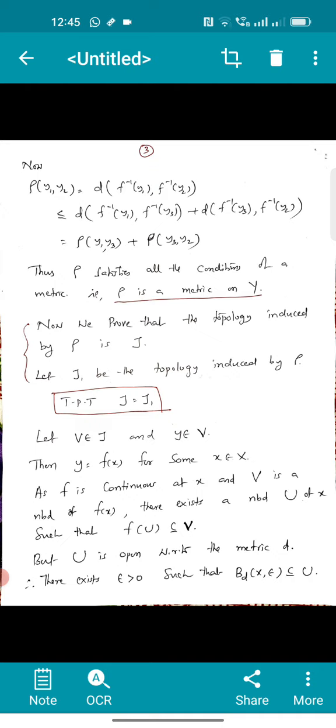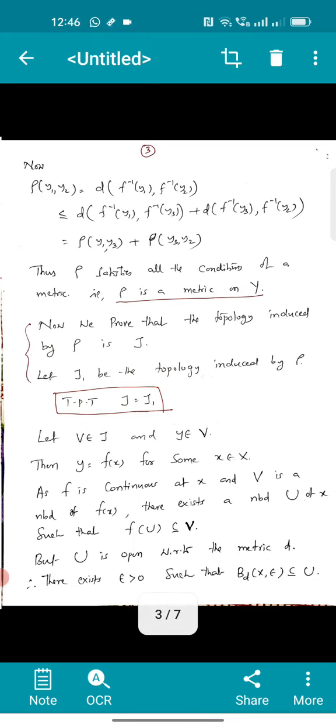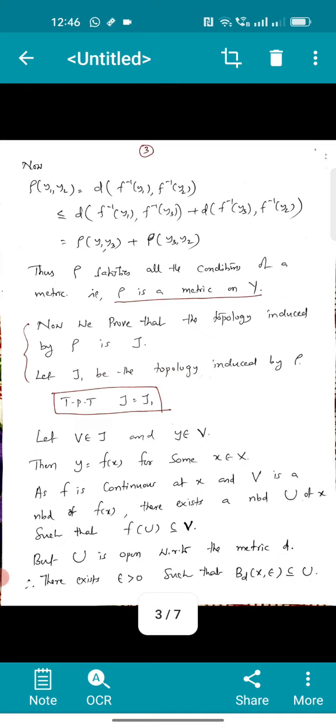Now we prove that the topology induced by rho is the same as tau. That's what we are going to prove. Let tau1 be the topology induced by rho. We have to prove that tau equals tau1. For that we have to prove that tau is a subset of tau1, and similarly tau1 is a subset of tau. Both we have to prove. So we consider V in tau and a point y in V, an element y in V, and V in tau is open.